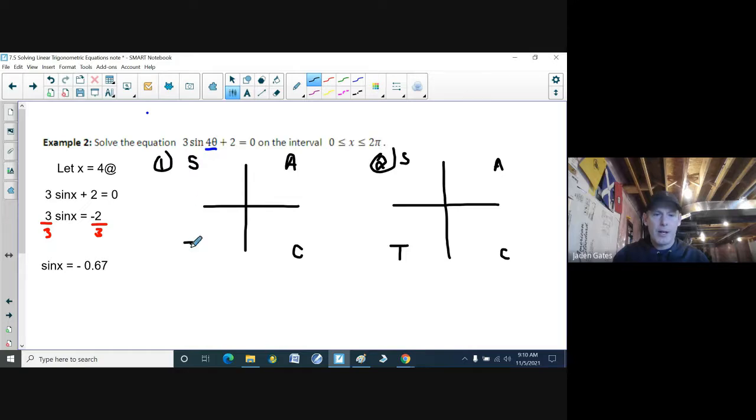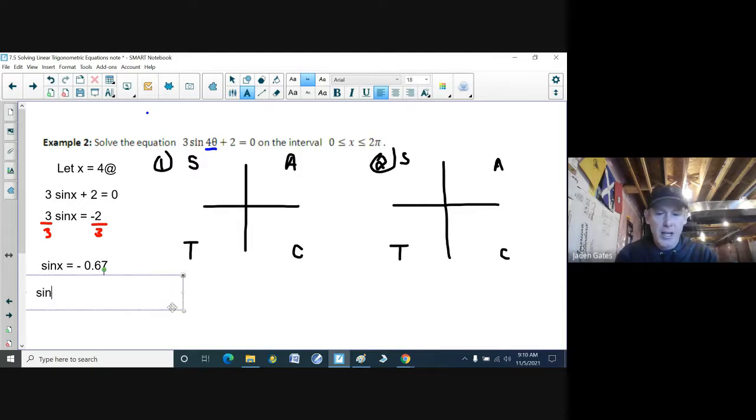C-A-S-T. Now, again, first I need my reference angle. That's all I'm finding here. So I don't care about this minus sign. I'm going to go sine inverse of 0.67, because again, this minus sign is for the CAST rule. And when I do that, I get 0.73. So 0.73 is my reference angle.